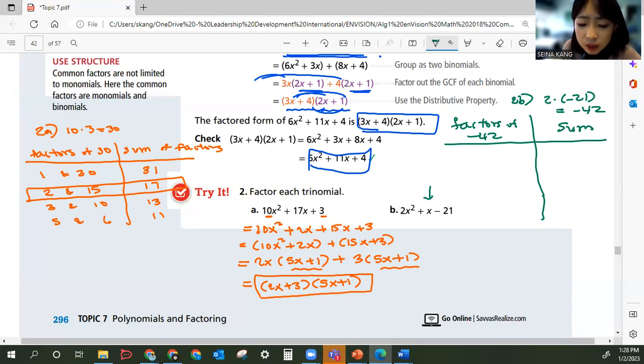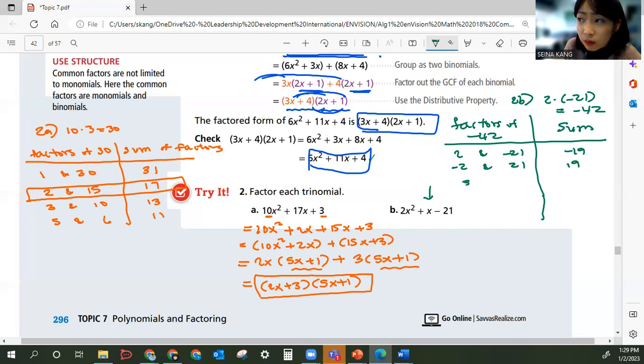Negative 1 times 42 is negative 42, but the sum is 41. And positive 1 times negative 42 makes negative 42 as a product, but the sum is negative 41. So it's not close. So let's start looking from 2 and negative 21 and negative 2 and positive 21. If you add them, you're going to get negative 19 and positive 19. And they're not even close either.